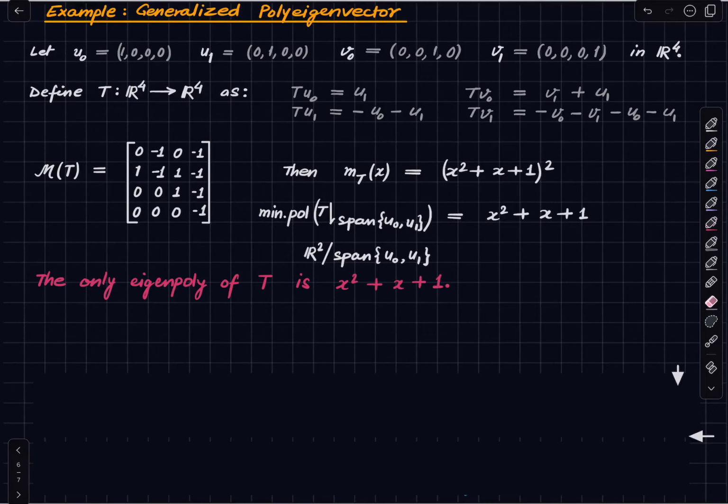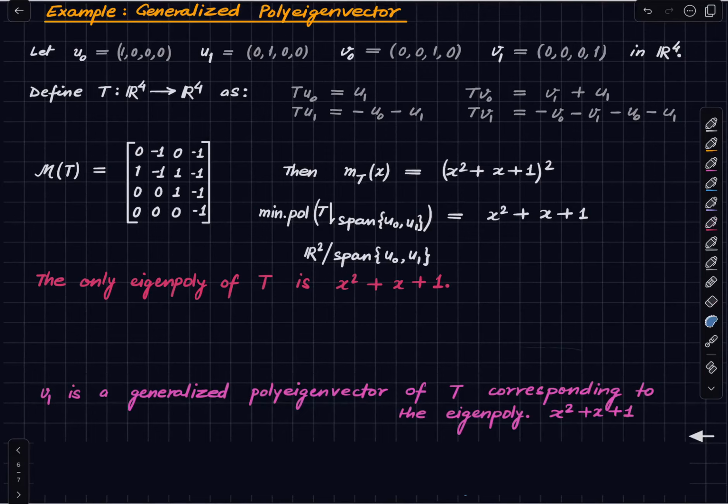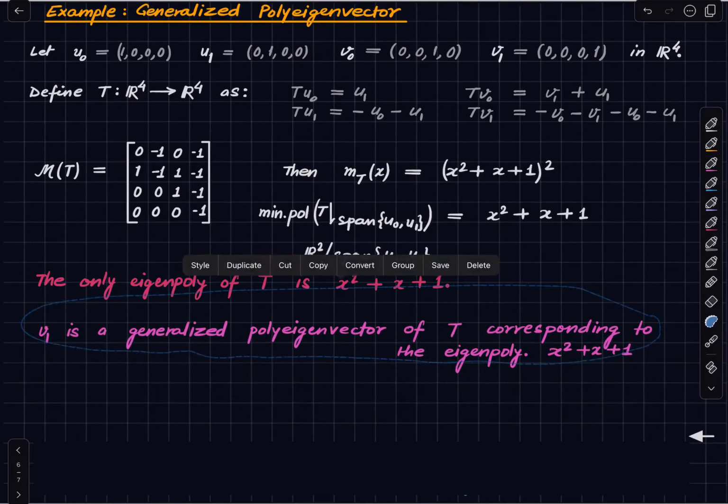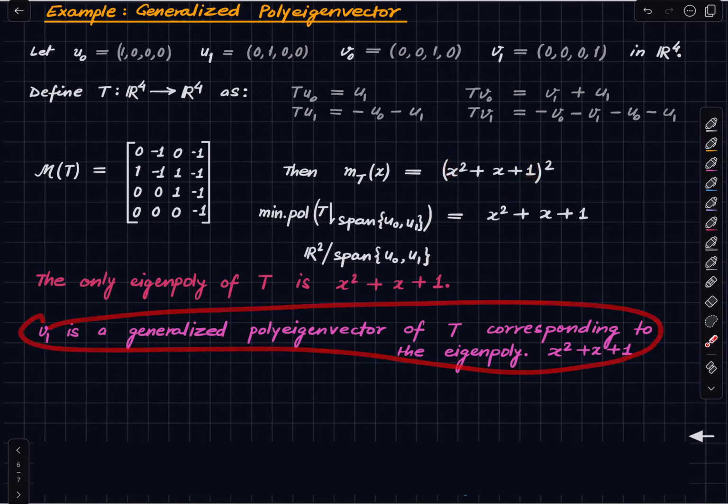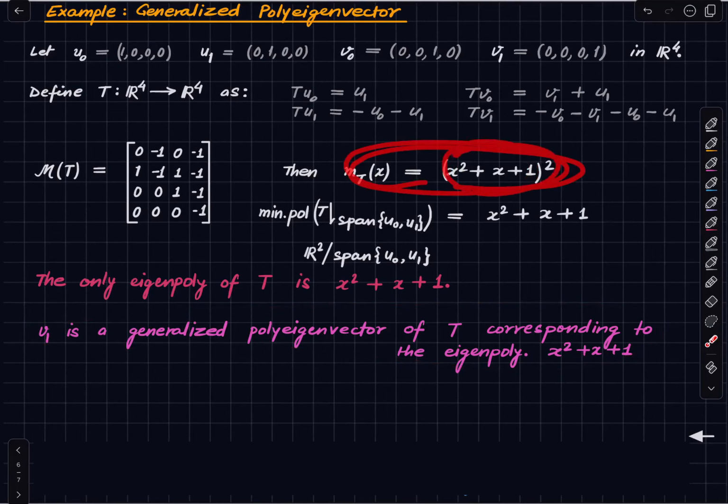Okay, and now note that V1 is a generalized Polyeigenvector of T corresponding to this polynomial, because everything is a generalized Polyeigenvector of T corresponding to this eigenpolynomial, because this thing kills everything in the vector space V. This being the minimal polynomial kills everything in the vector space V, and hence everything is a generalized Polyeigenvector corresponding to this eigenpolynomial. So this statement is rather trivial once we know that the minimal polynomial of T is this guy.